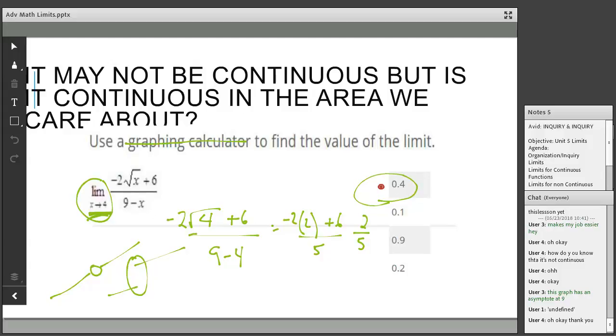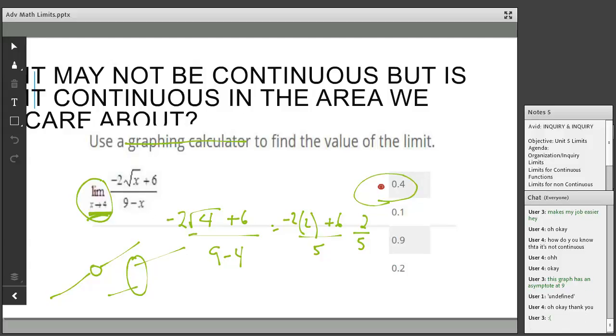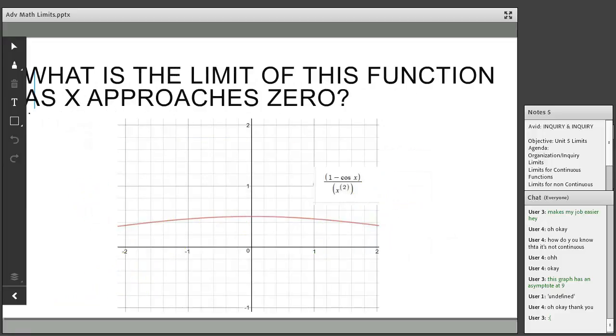Aram says this graph has an asymptote at 9. But we didn't care about 9. That was kind of tricky. I thought that was tricky of them, especially when they said use a graphing calculator. And I thought to myself, why use a graphing calculator? We don't care what happens at 9. Okay, so there you go.